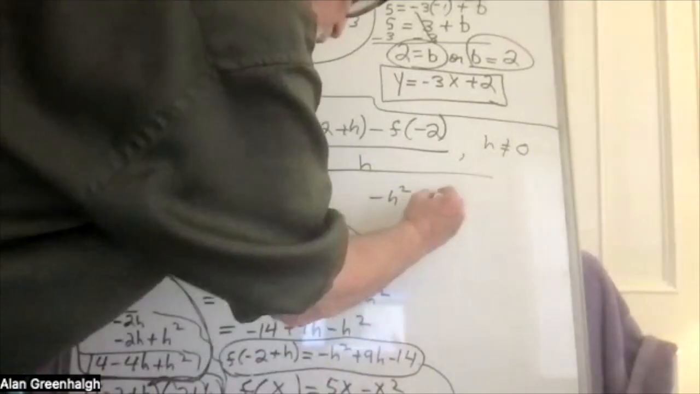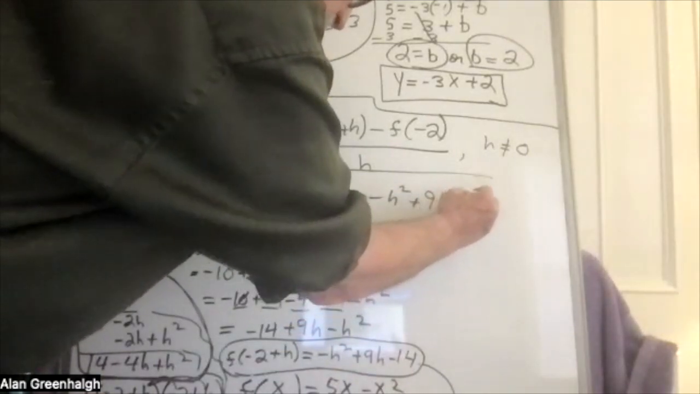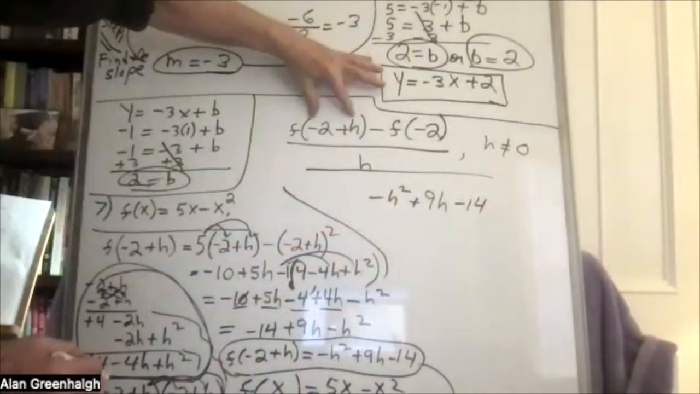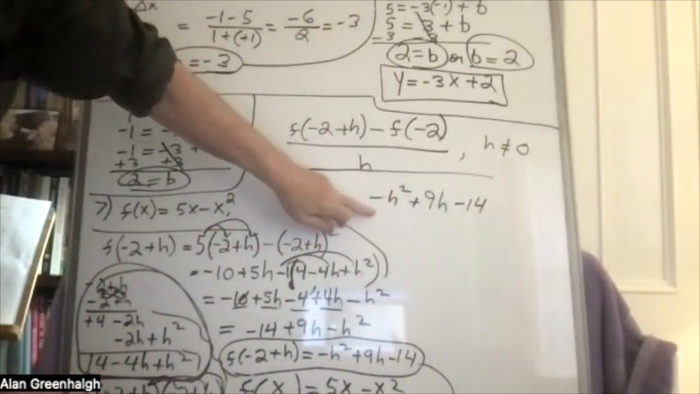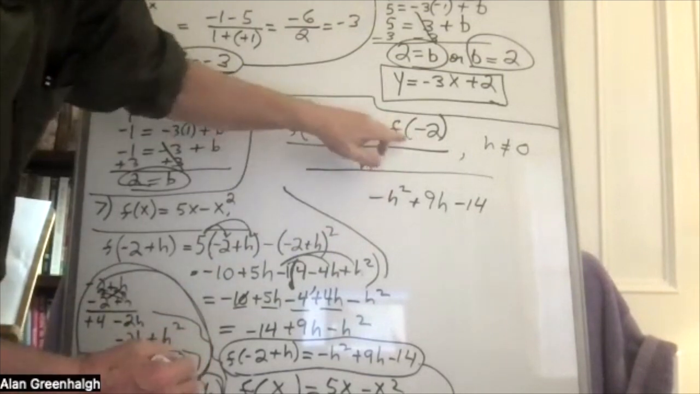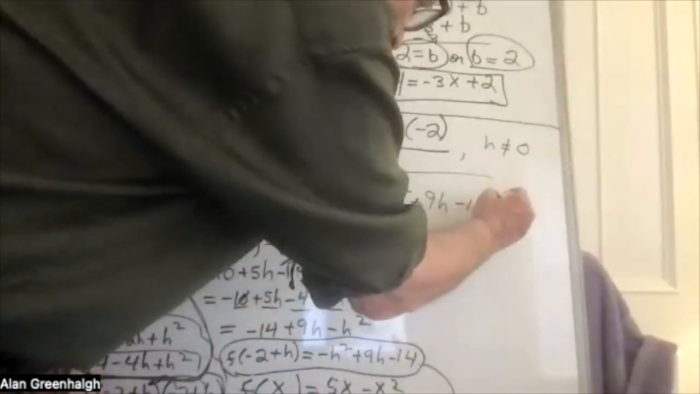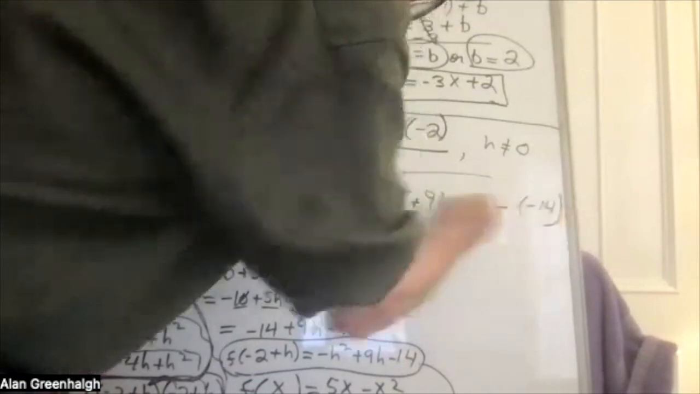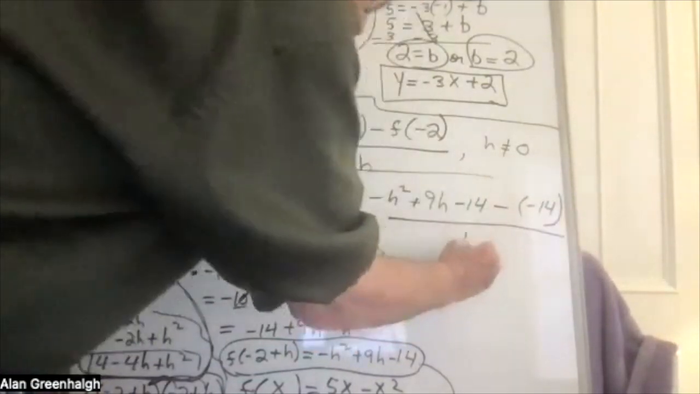Plus 9h minus 14. Okay, that's this part. This part goes to this, and then this part minus -14 over h.